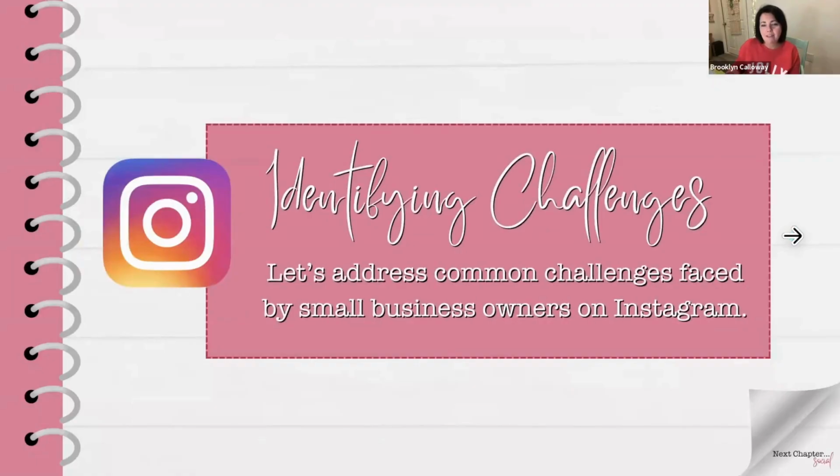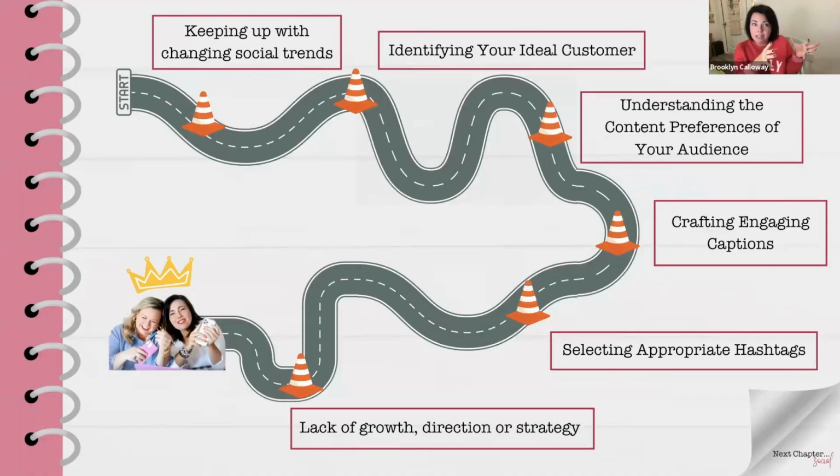All right. Identifying challenges. Let's address common challenges faced by small business owners on Instagram. All right. Keeping up with changing social trends, identifying your ideal customer. That just feels like no man's land when we talk to clients. We're like, who's your favorite client? That's your ideal client. Is her name Sarah, Susie, Heather, Jack, Bob, whatever? Think about why you like him or her and name all their attributes. And that is the person you should be speaking to.